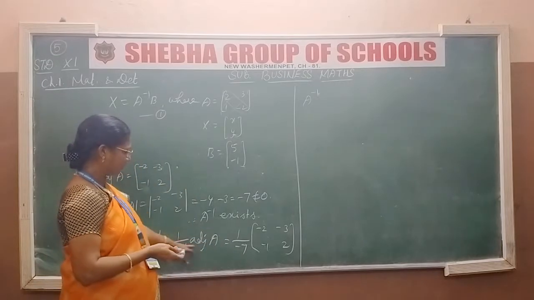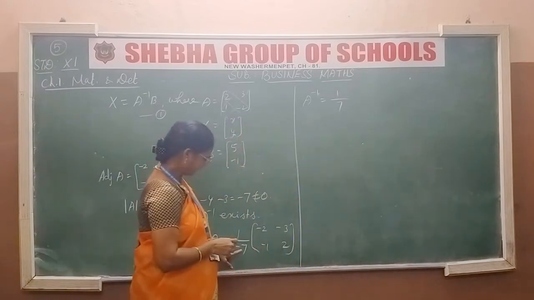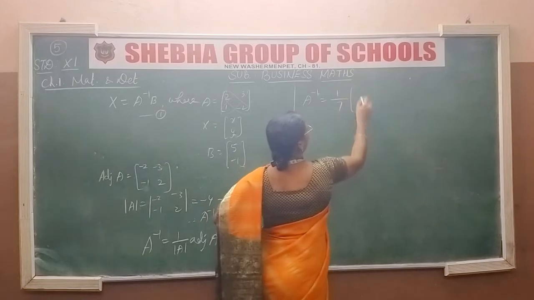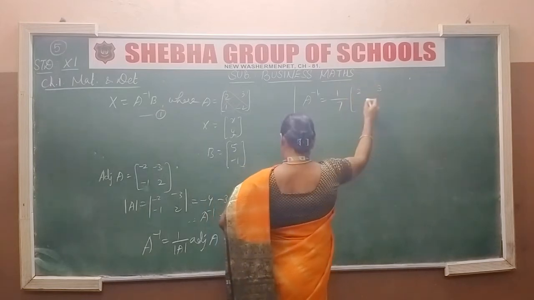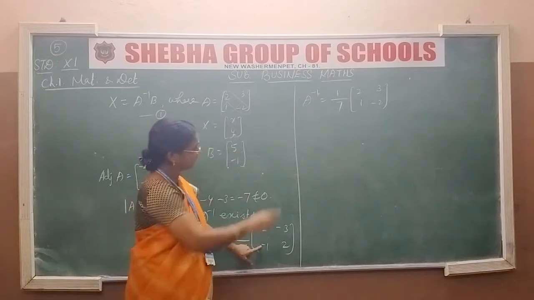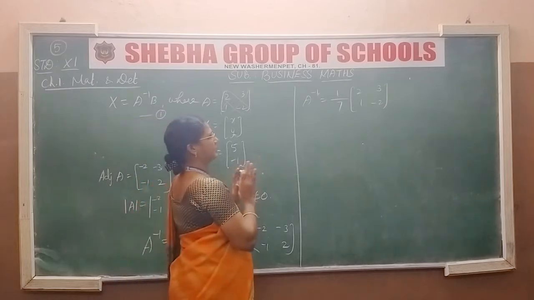So our A inverse is equal to 1 by 7 into, we bring this minus sign inside this matrix: plus 2, plus 3, plus 1, minus 2. Only the sign changes. This minus will not become plus, and the plus sign becomes minus. Okay, this is our A inverse.